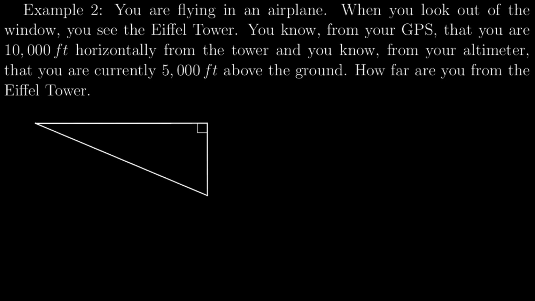All right, next example. Now you're flying in an airplane. When you look out of the window, you see the Eiffel Tower. You know from your GPS that you are 10,000 feet horizontally from the tower, and you know from your altimeter that you are currently 5,000 feet above the ground. How far are you from the Eiffel Tower? And again, I'm considering that you are a point, the Eiffel Tower is a point. There's lots of stuff here, but let's not get caught up in the nitty-gritty.